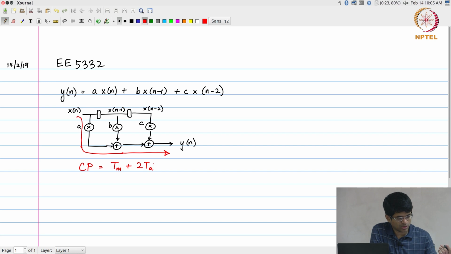For example, let us say Tm is equal to 2 nanoseconds and Ta is equal to 1 nanosecond. These are just arbitrary numbers that I am pulling out. They are not real values for any given technology. It is just an example that we are using over here. One thing you can generally speaking assume safely is that a multiplication takes longer than an addition, simply because it is a more complex operation.